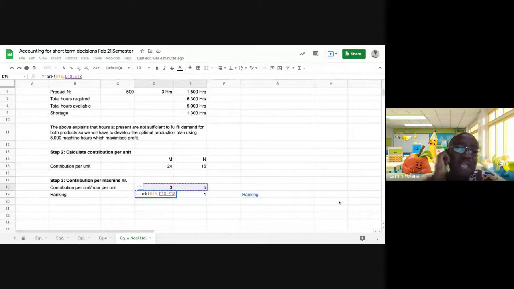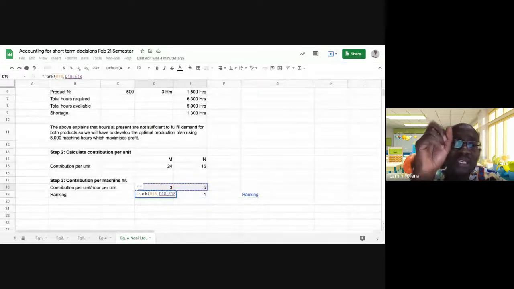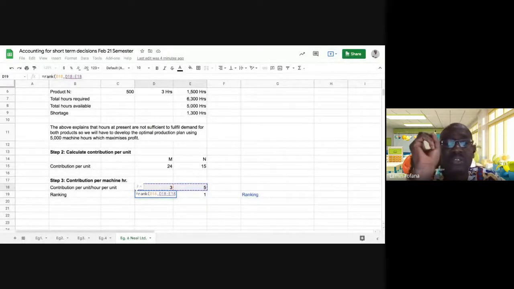Okay, at this juncture, the data set is not going to change when the value to be ranked changes. So as such, what do we do? We fix it. How do we fix it? Class, how do we fix it?